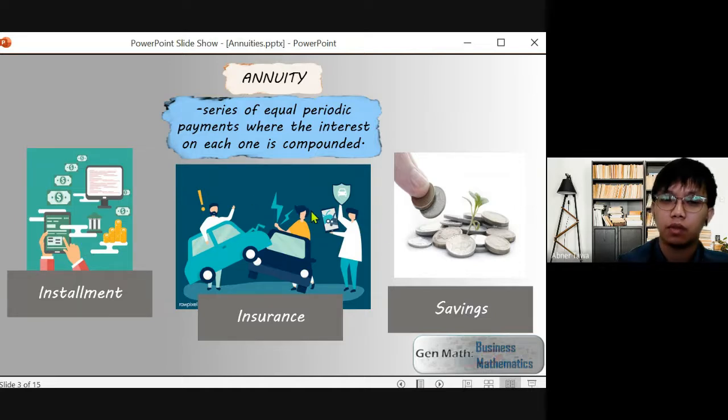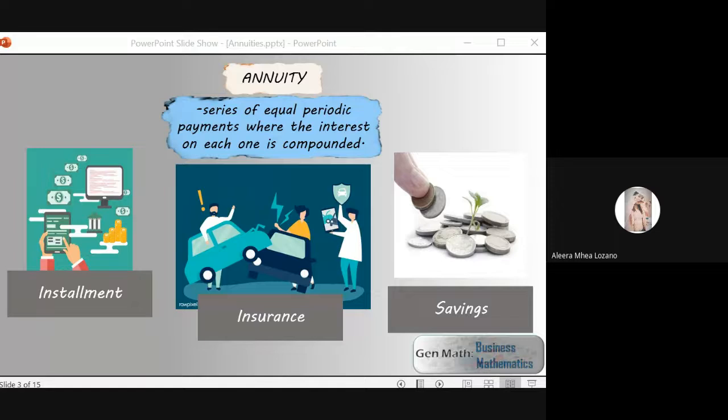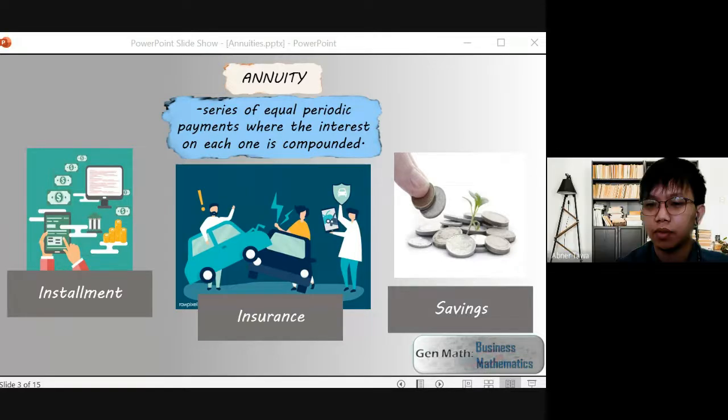Okay. Do you have any clarifications about annuity before we proceed with the types of annuity? May clarification ba tayo sa definition? Nakuha na ba yung definition ng annuity natin? Alam na ba kung ano ang ibig sabihin ng annuity? Yes, sir. Okay. Thank you. I hope you follow.